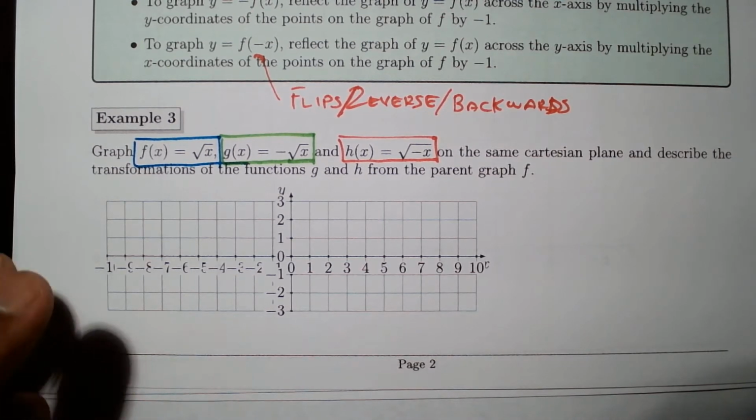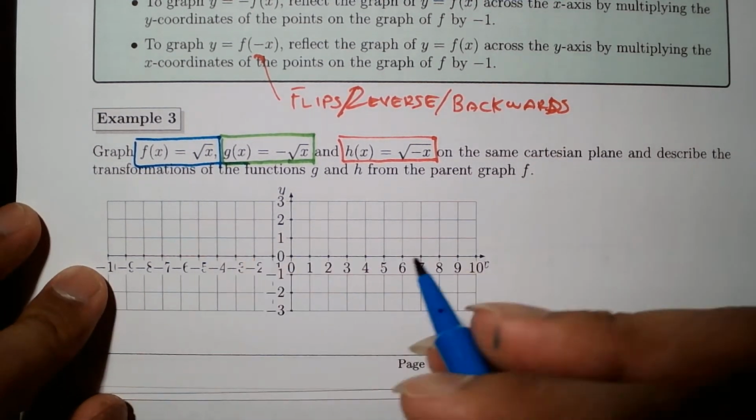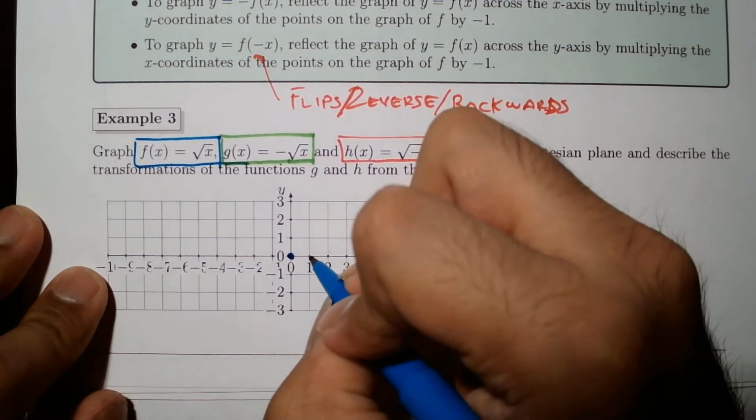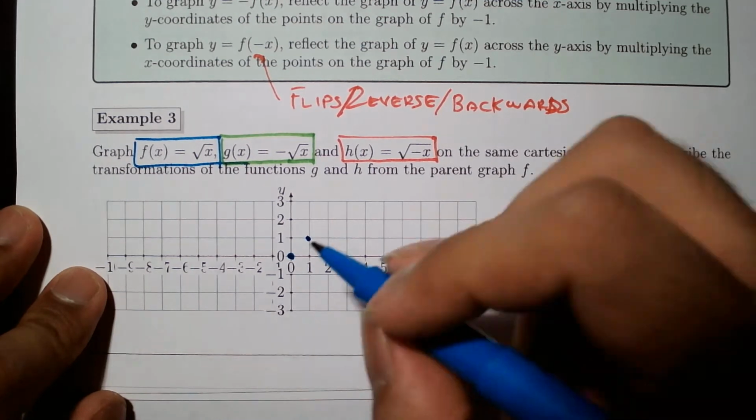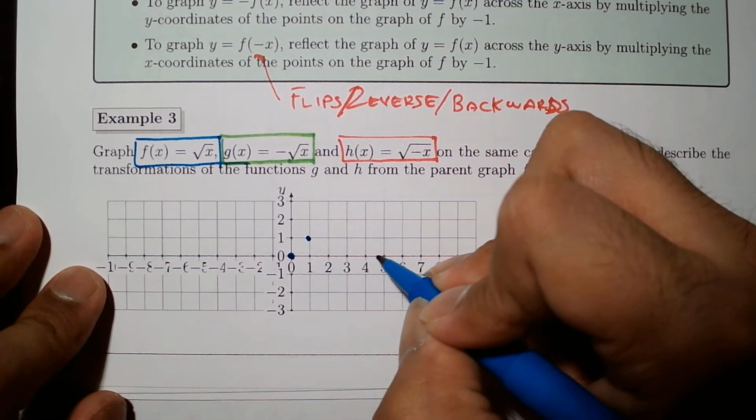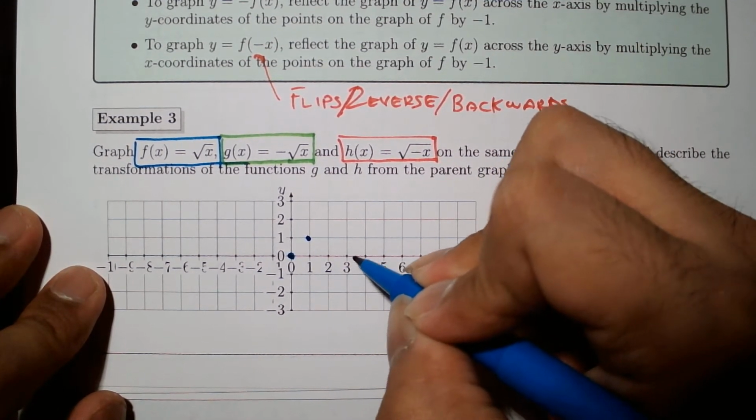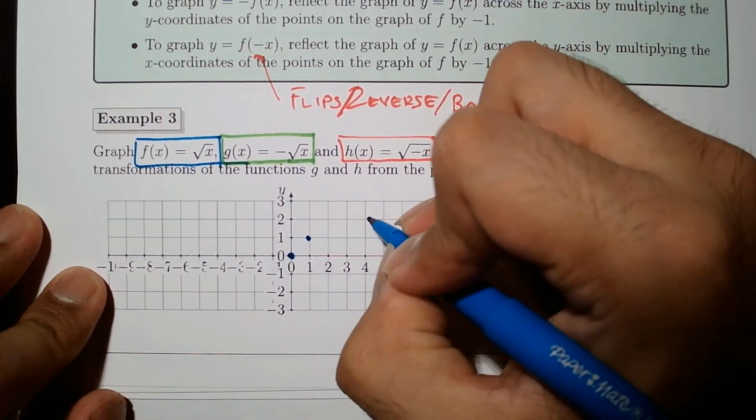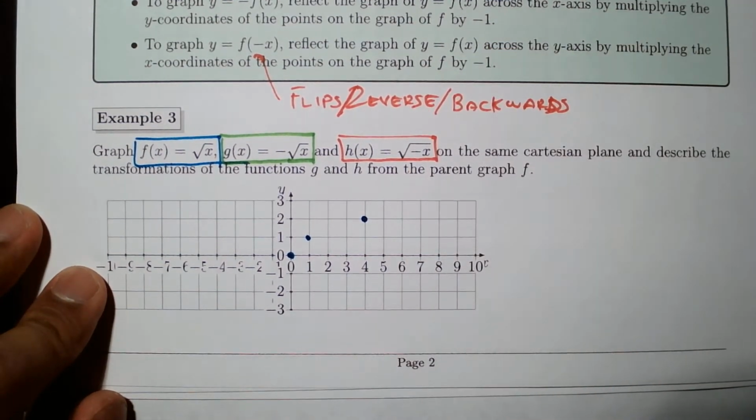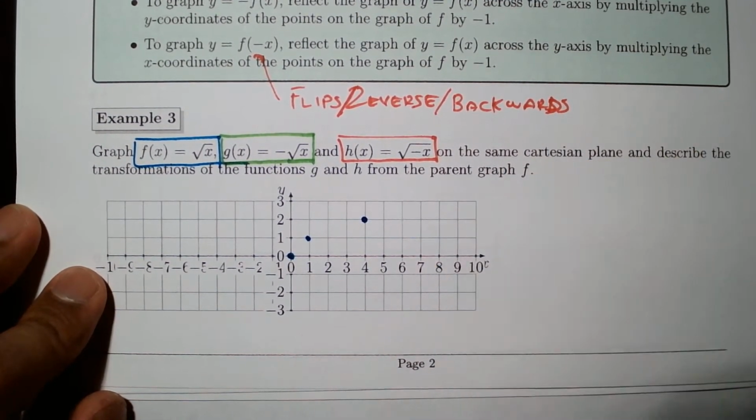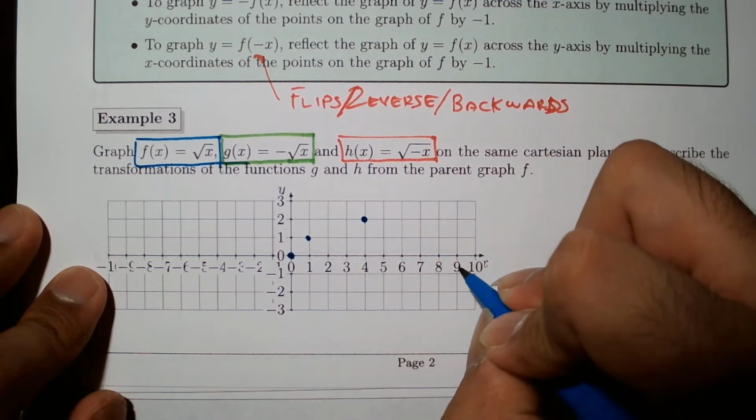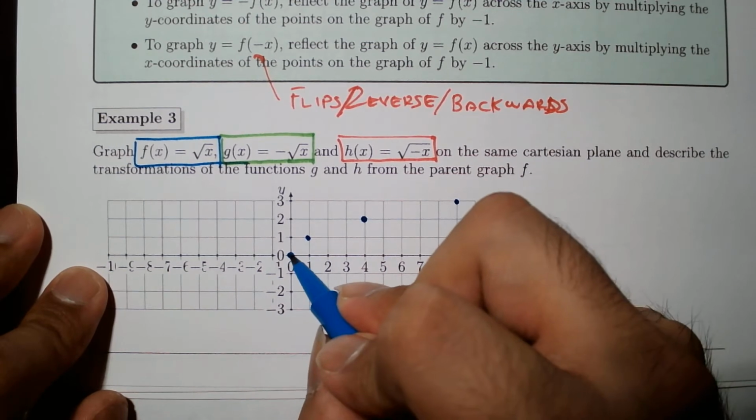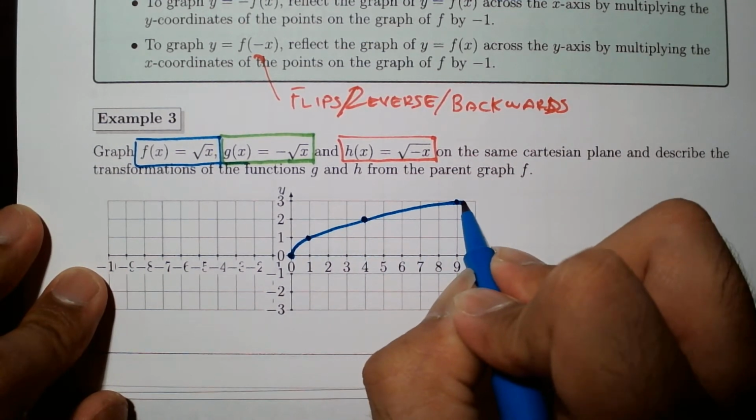So in this case, with blue, if x equals 0, the square root of 0 is 0. If x equals 1, the square root of 1 is 1. If x equals 2, it's not a nice number, so I'm going to go to the next perfect square. The square root of 4 equals 2. And then the next perfect square is 9, so the square root of 9 is 3. And I'm going to draw this kind of curve.